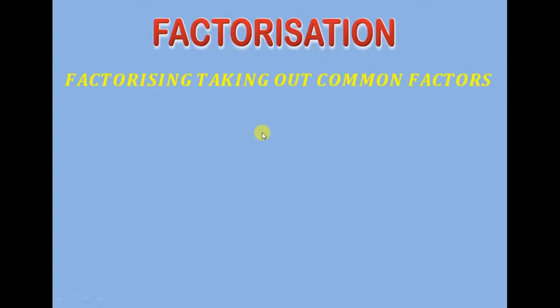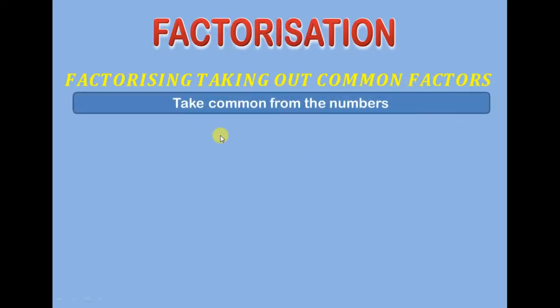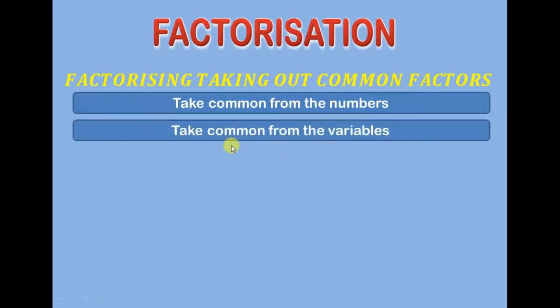Okay, today my topic is factorization. Let's do factorization by taking a common out, or factorizing by taking out common factors. First, we need to take a common from the numbers. Then after, we need to take a common from the variables. Let me explain this with the help of an example.